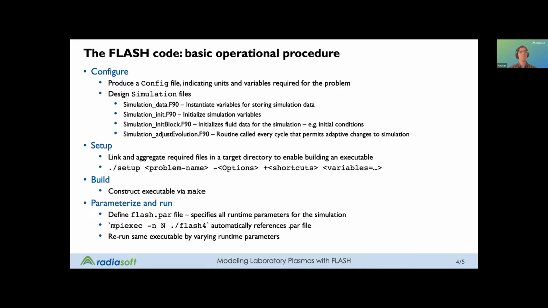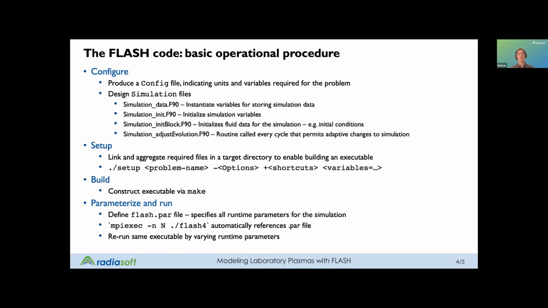Once you've built this configuration, you have to run a series of commands to actually build the executable. And so this means first running setup, which is going to aggregate all the files and units that you need and link them and prepare them for actually building the executable. And then it will build the actual executable. Once you've done that, you can define a parameter file, and this is going to provide all the inputs for the runtime parameters specified by the simulation. Typically, these include those that you've already pre-specified in your config file, as well as others that may be natively provided by the code. And then you can run the simulation.